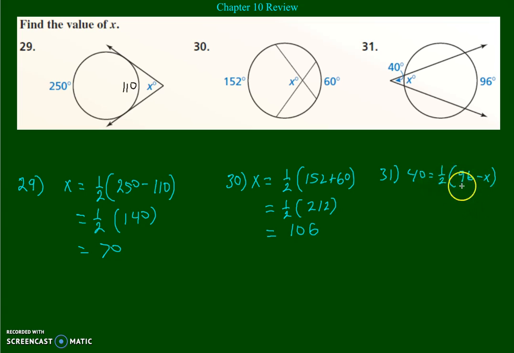Instead of distributing this 1/2, I'm just going to multiply both sides by 2 because this side is being divided by 2. So 80 equals 96 minus x. Now we can subtract 96 or we can swap sides. I don't like working with negatives, so I'm going to subtract the 80. 0 equals 16 minus x. X equals 16 because I added x to both sides. All right, let's move on to problem 32.